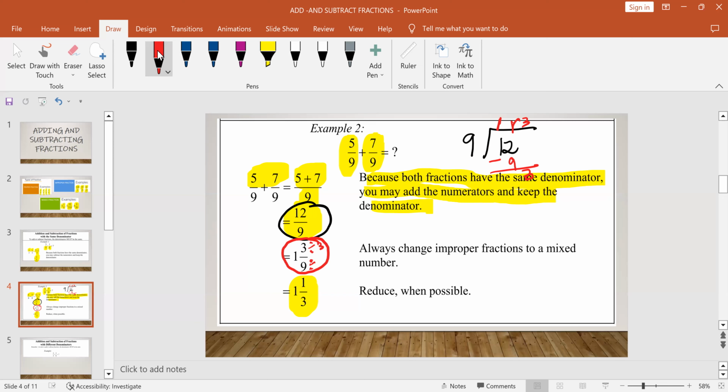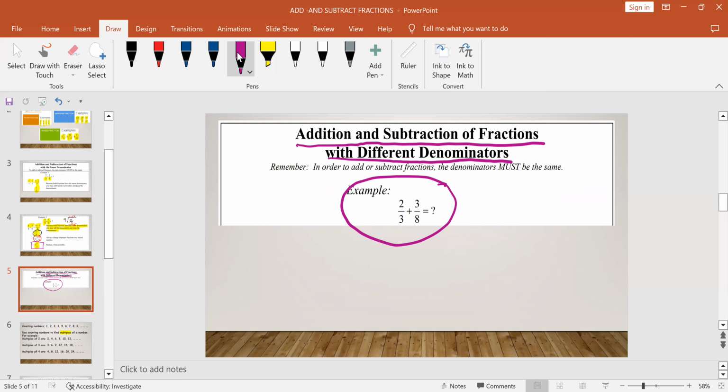So let's continue. We have another example where you want to do 2 over 3 plus 3 over 8. Again, remember, here they say addition and subtraction of fractions with different denominators. Yes, the denominator here, we have a 3 for the first fraction and the 8 for the second fraction, so they are not the same.